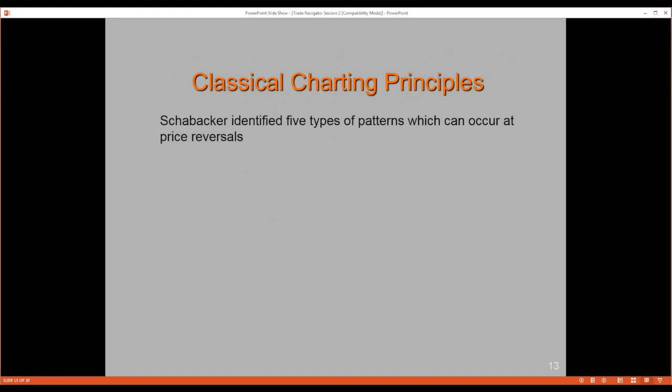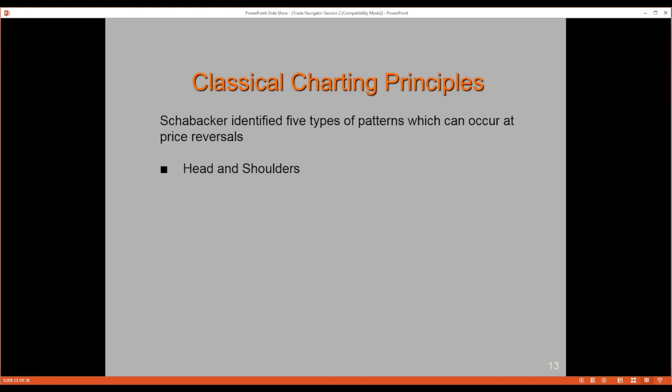Schabacher identified 5 types of patterns which occur at price reversals. I'm going to the textbook here, but I want to identify the 5 patterns that Schabacher says are patterns where we can have market reversals. The rest of the patterns are continuation patterns, and at times can be reversal patterns, but those are the gross exceptions.